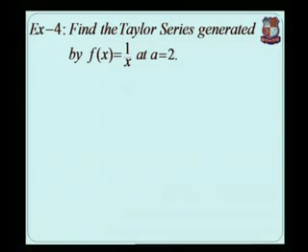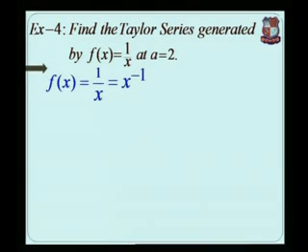Now example 4: find the Taylor series generated by... Okay, now we discuss the Taylor series. The function is 1 by x at a equal to 2. We know that this function is not defined at 0, but here the point given is 2. f of x is equal to 1 by x, which is x raised to minus 1. Now the point given is 2, so we find the value at the point 2, so x is replaced by 2. That's why we have f of 2 is equal to the inverse of 2, that is 1 by 2.